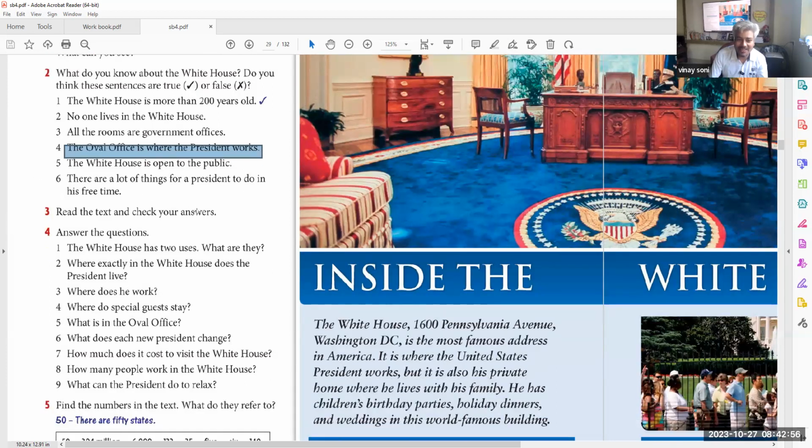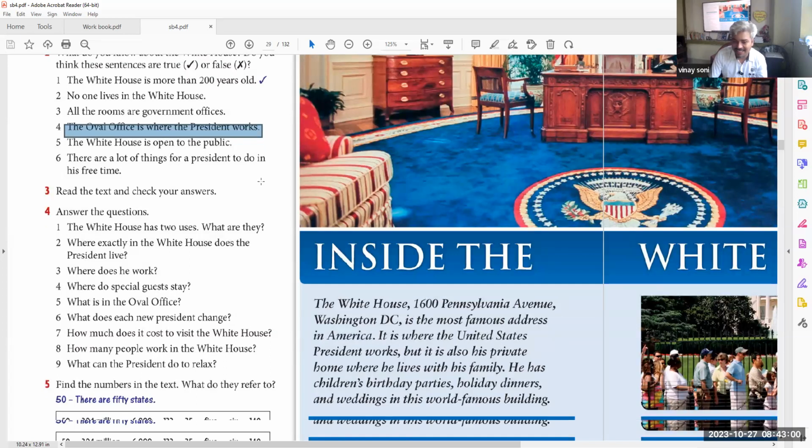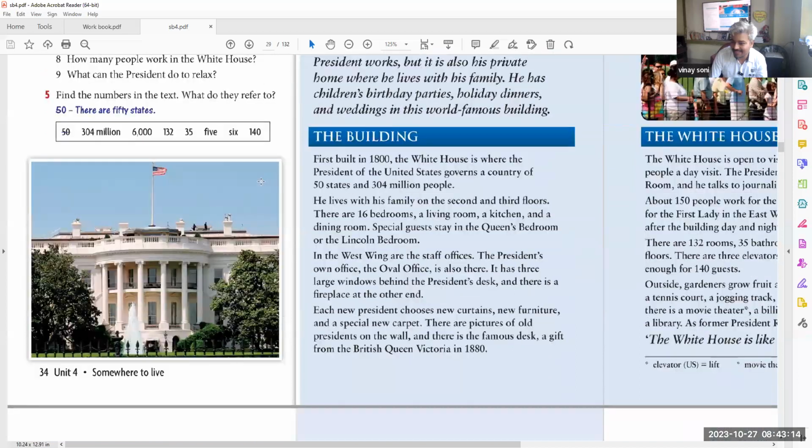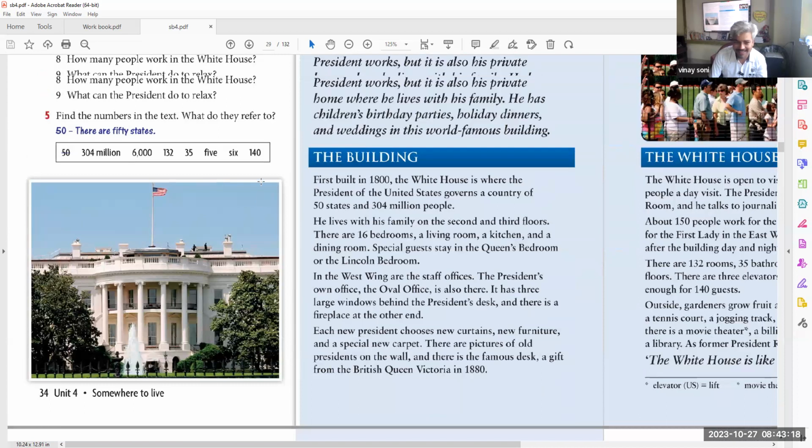There are a lot of things for a president to do in his free time. Yes. He can go swimming. He can go jogging. He can read books. He can watch movies. What more can he do? He can play tennis. Come on, everybody.